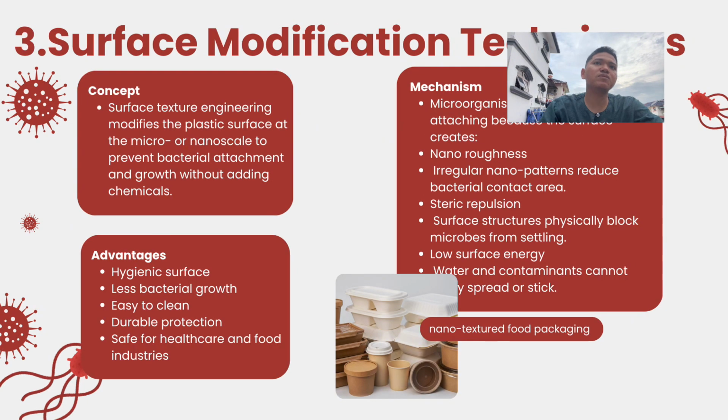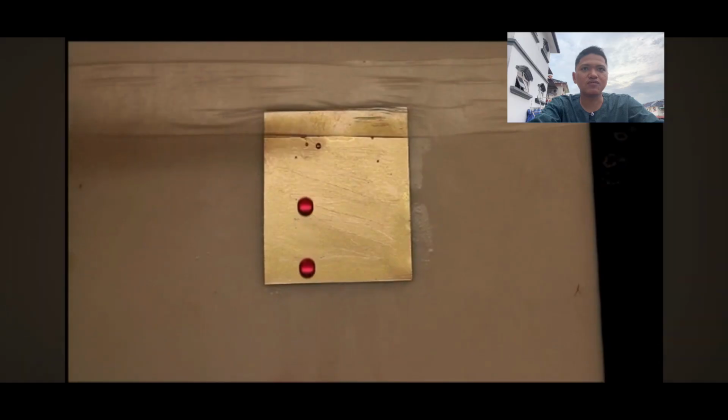So the third type is the surface modification technique. Engineers design this to change the surface of the plastic. So when bacteria want to attach to the plastic, they cannot attach easily. So I have an example like this video. We can see.